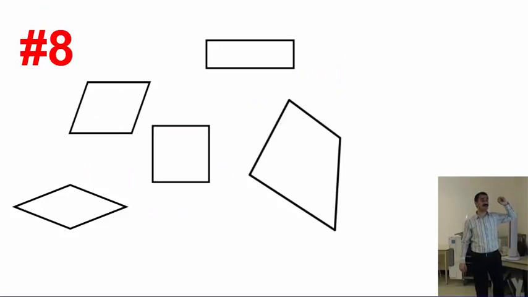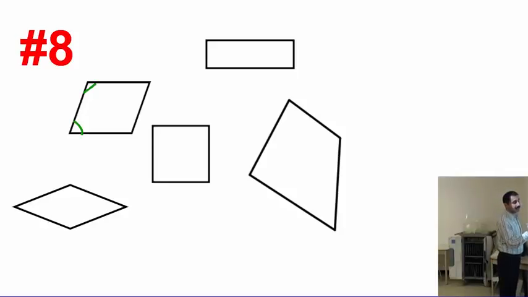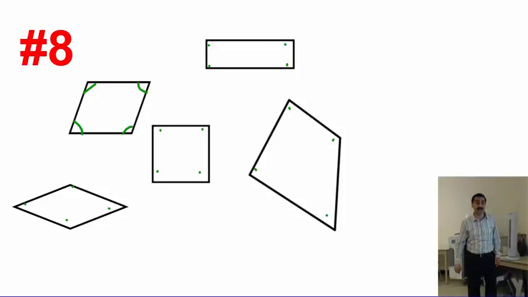Now let's talk about rule number 8. We are no longer looking at triangles. We are looking at 4 angles. There are 4 angles here. Angle number 1 here, number 2, number 3, number 4. Once you have 4 angles, that means you have 4 sides.